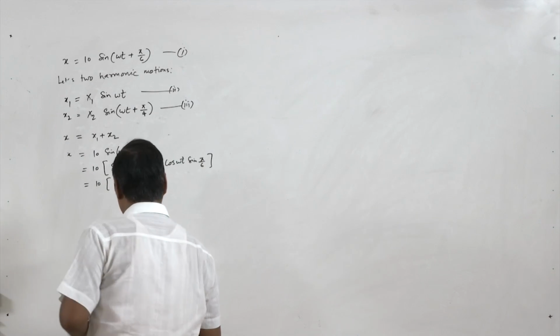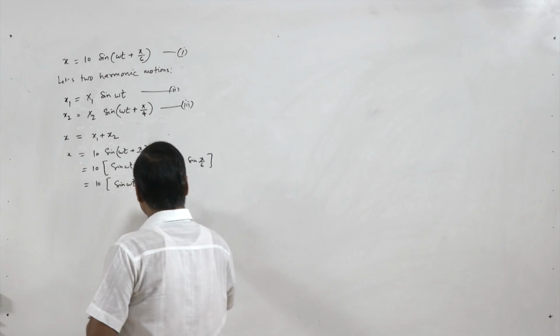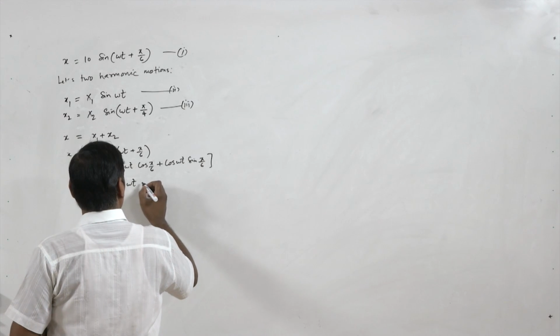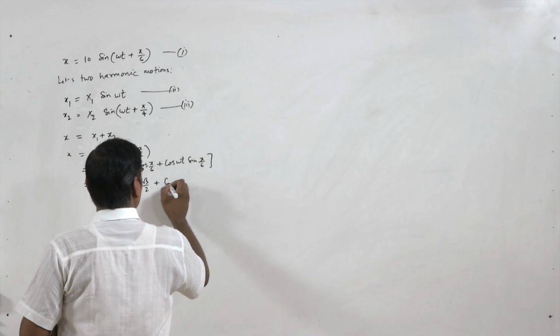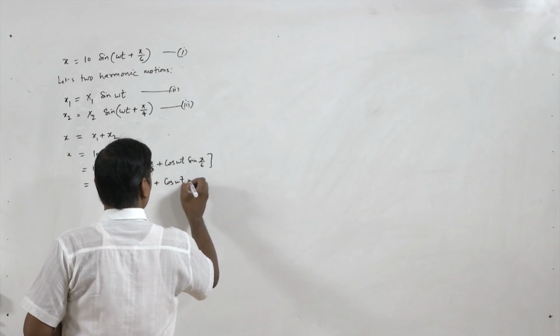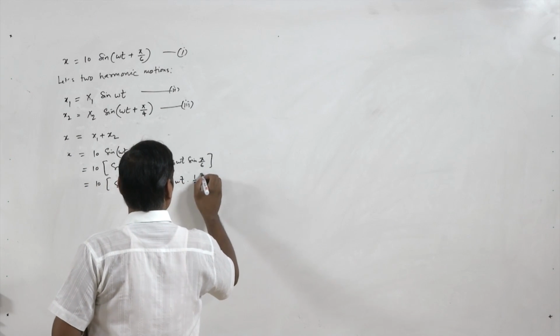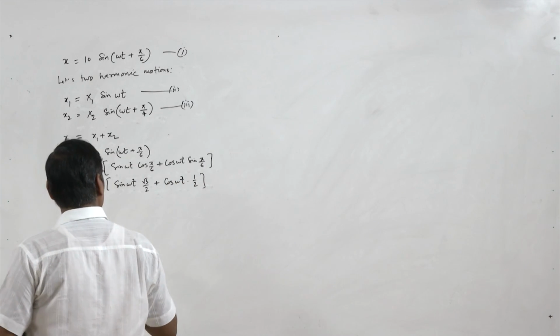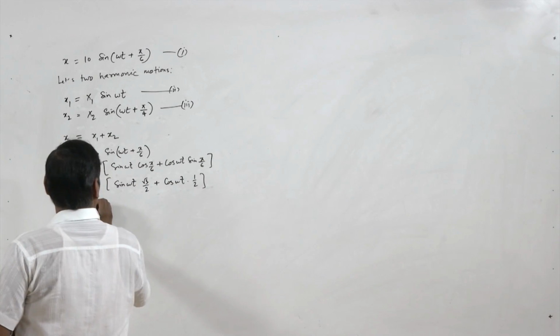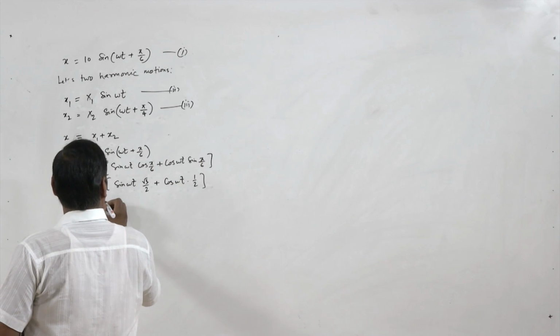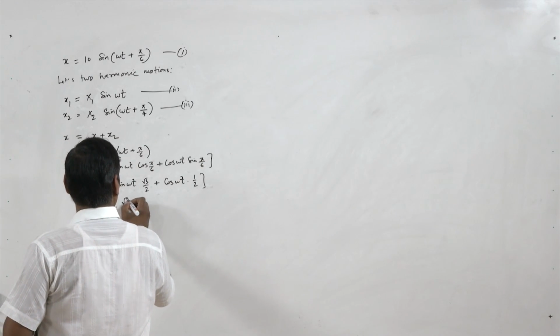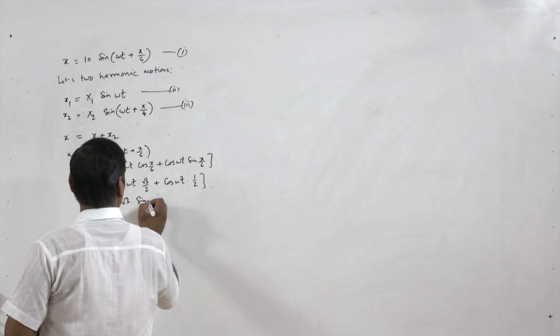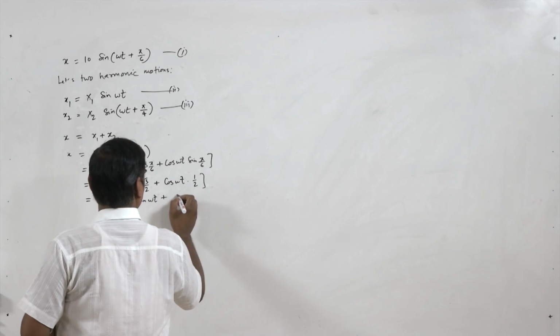cos pi by 6, so it is cos 30. Cos 30 is root 3 by 2, plus cos omega t into sin 30, which is 1 by 2. So we will have here 5 root 3 sin omega t plus 5 cos omega t.